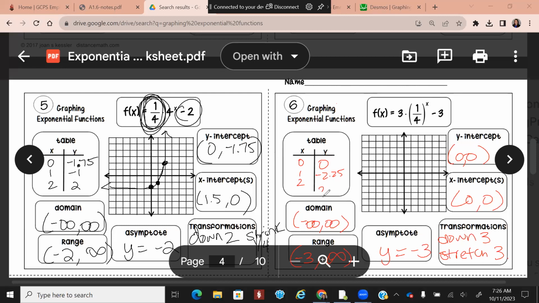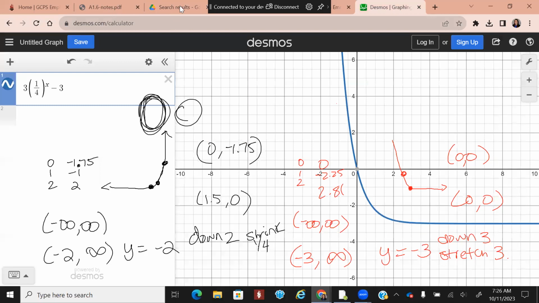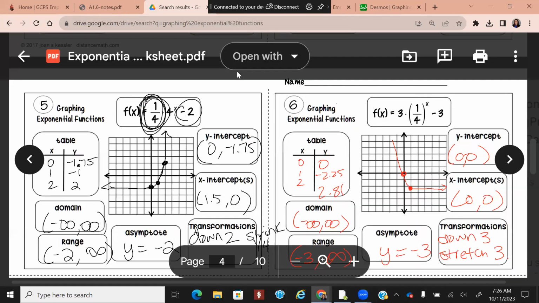Say it again. -2.5. It should be decaying, so it should be going this way. Yeah, so it should be a negative, right? So there should be -2.81. Cool. Okay. Questions on that? Do we need one more?